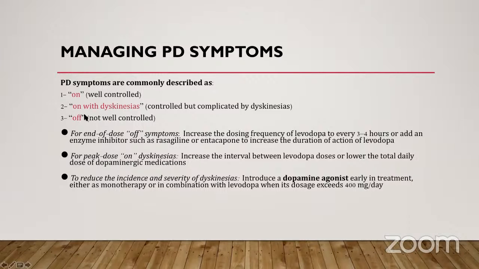If the patient describes it as off, that means this patient is not controlled, either due to non-compliance or due to abnormal doses of levodopa or carbidopa. And how do we treat this, on with dyskinesia or off? When the patient has off symptoms, first of all, we start by increasing the dose of the levodopa to every 3 to 4 hours, or we can add a medication, an enzyme inhibitor like rasagiline or entacapone, to increase the duration of action of the levodopa.